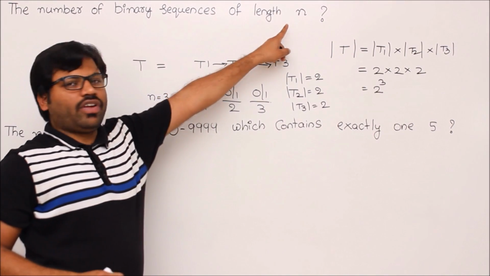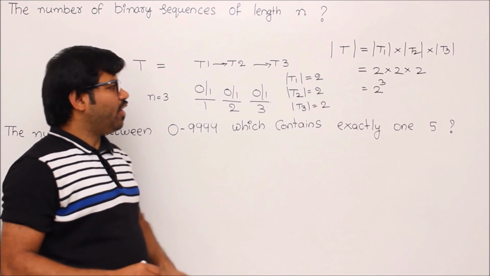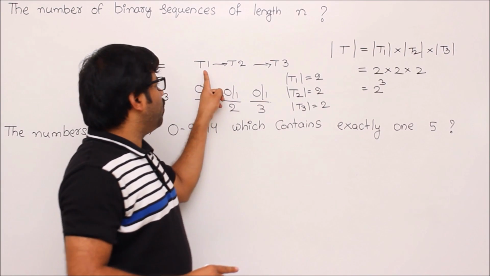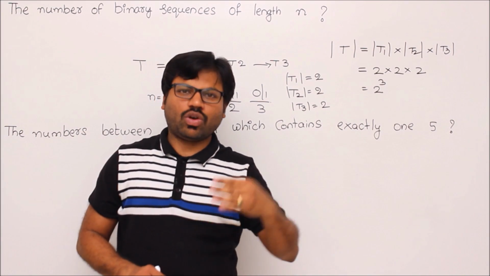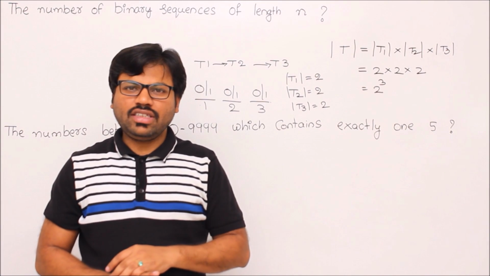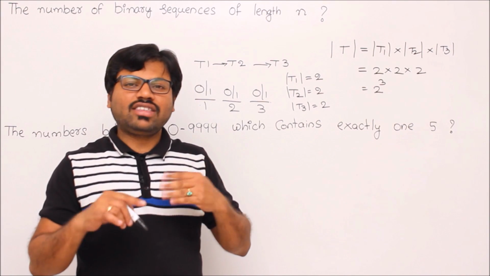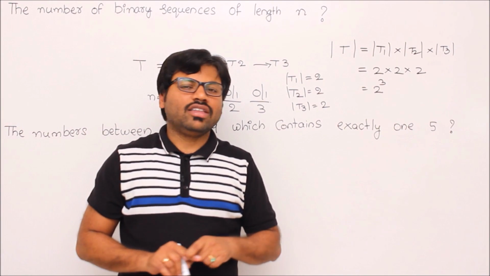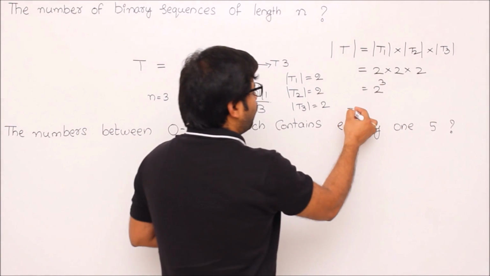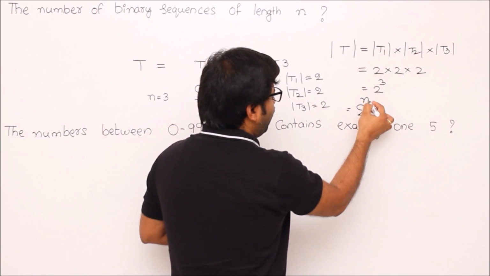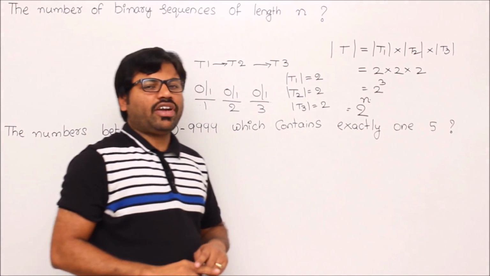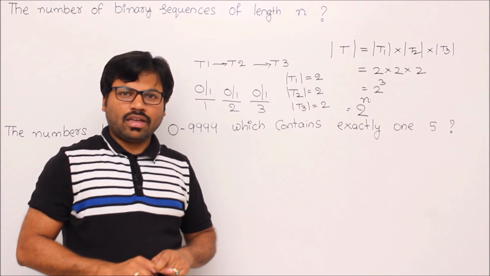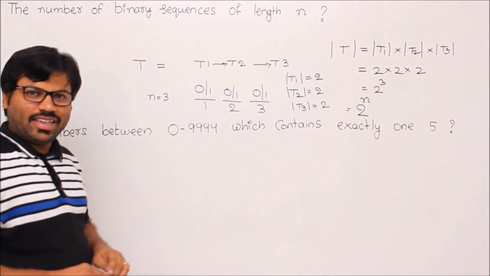This is for n value 3. What if I take exactly n positions? Then your task sequence will become T1 followed by T2 followed by T3 and so on up to Tn, isn't it? So you will have n subtasks, each can be done in 2 ways and all are independent. That's why the total number of binary sequences will become 2 to the power of n, rather than 2 to the power of 3, if I take a general value rather than a particular 3. Correct? Let's go to the second problem then.